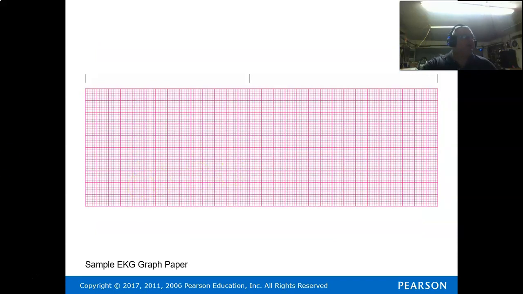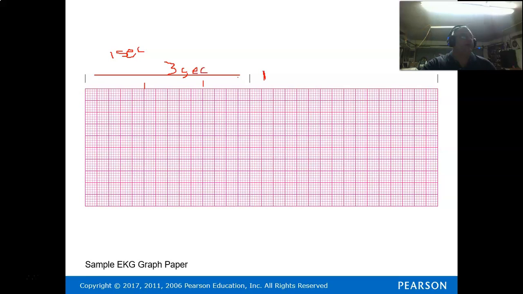All right, graph paper. We talked about this a little bit in class, but I want to stress this. I've put little marks on here. For every 5 big boxes, that's 1 second. That little line's supposed to be right there, and that's another second. So if we go all the way over here, this is actually a 3-second strip.